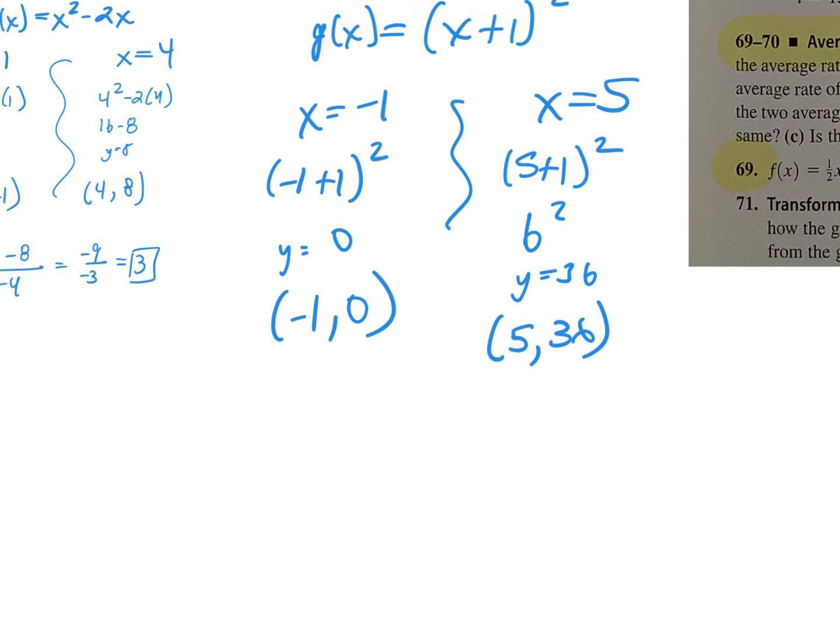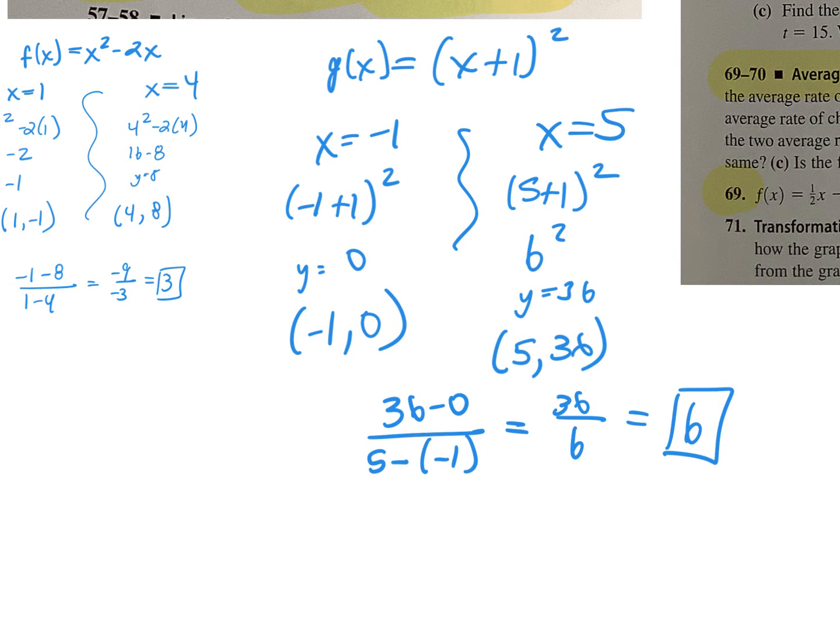y on the top and x on the bottom. So I'm going to say 36 minus 0. If I do 36 first on the numerator, what do I have to do first in the denominator? So it's 5 minus negative 1. Make sure you keep your signs correct. So I have 36 over, what's 5 minus negative 1? 6. What's 36 divided by 6? 6. So your average rate of change between the intervals of x equals negative 1 and x equals 5 is positive 6. Questions?